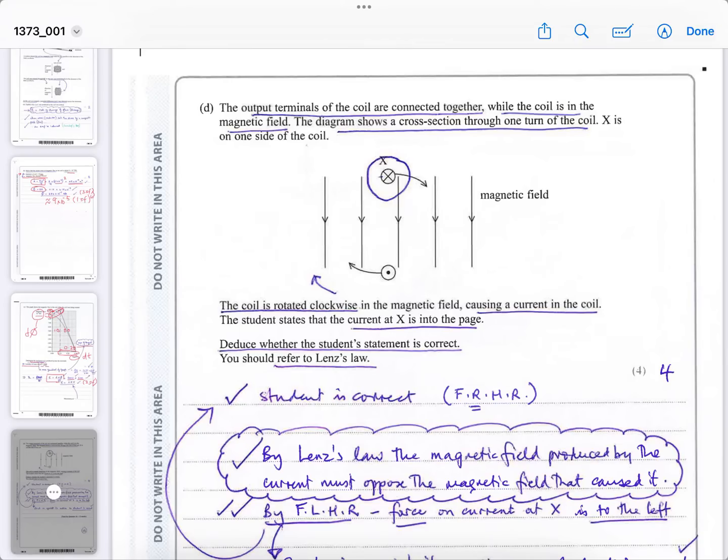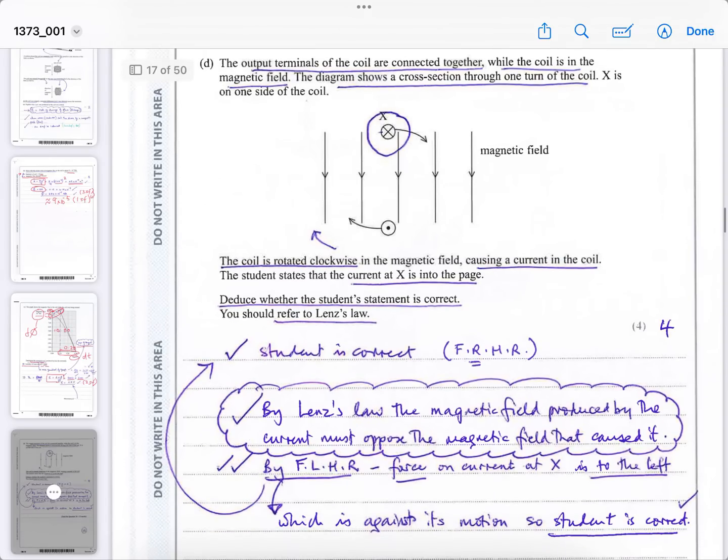The coil is rotated clockwise in the magnetic field, causing a current in the coil. The student states that the current at X is into the page. Well, how can you check that? Deduce whether the student's statement is correct. They want you to refer to Lenz's law. Lenz's law states that the current that's induced must act against the change that's causing it. That's how deep they want to go into it. That's why it's 4 marks.